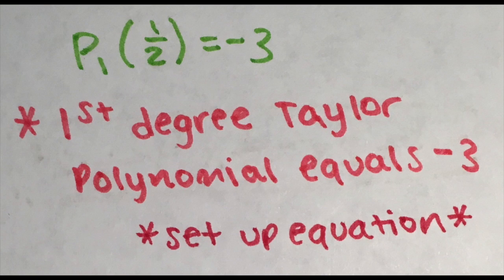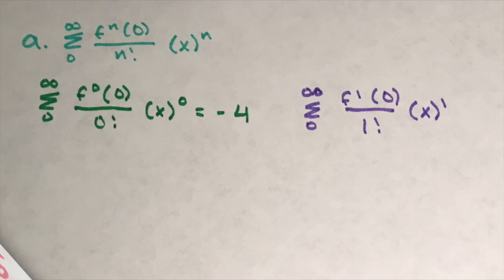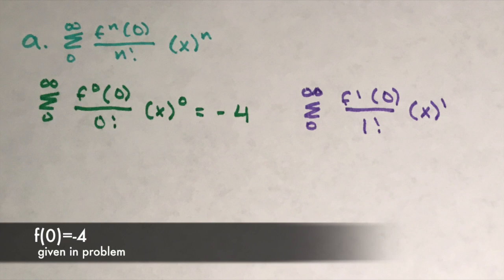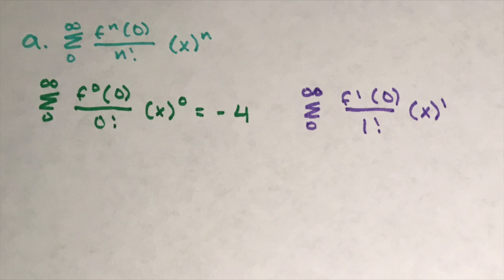In the problem, they tell you what p sub 1 is when x equals 1/2. This represents the first degree Taylor polynomial. So if we write out the first degree Taylor polynomial, we can set this equal to negative 3. For part A, because it says the function is centered at 0, you can plug in 0 for a. To find the first term, you plug in 0 for n into the Taylor polynomial formula. In the problem, they give you f of 0 equals negative 4. So negative 4 divided by 0 factorial is just negative 4 times 1, which is just negative 4. So the first term is negative 4.